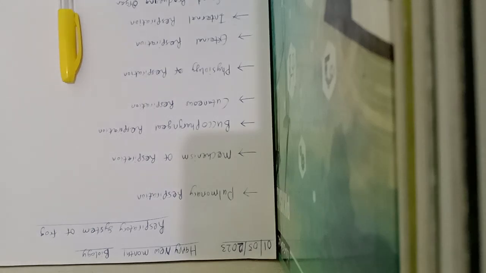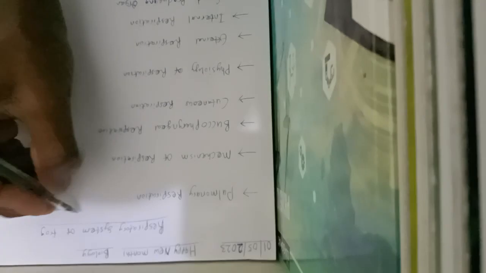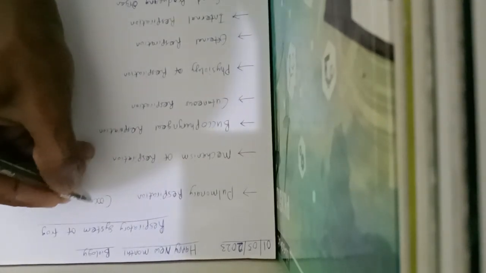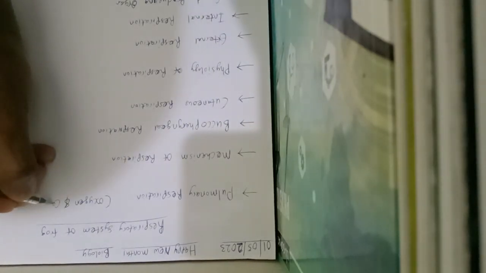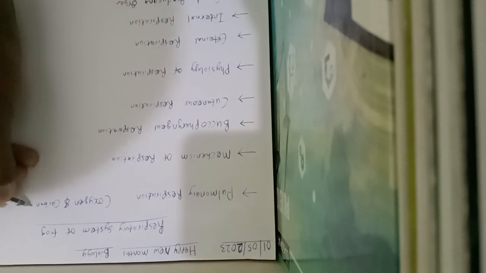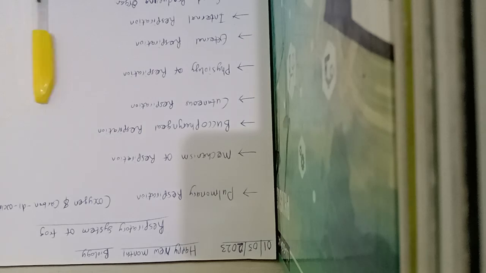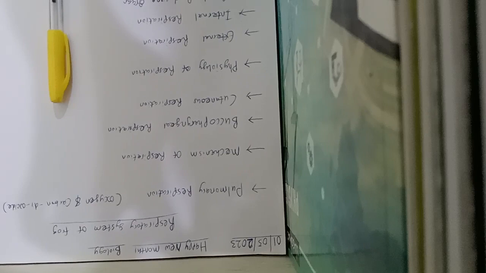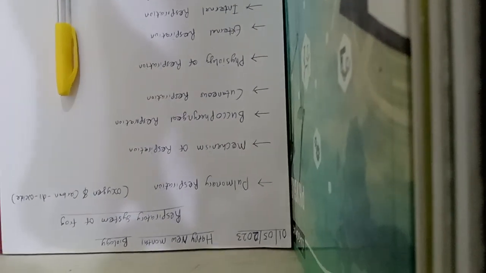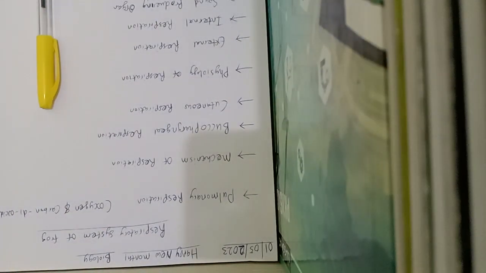The respiratory system deals with the exchange of gases, that is, oxygen and carbon dioxide. As you can see, oxygen and carbon dioxide. So, the exchange of oxygen and carbon dioxide, as you can see. So now I will proceed.